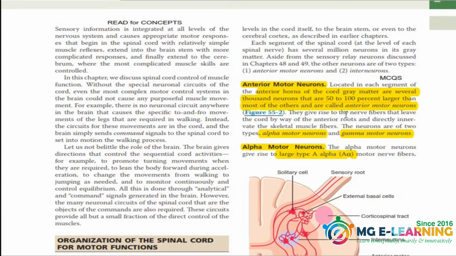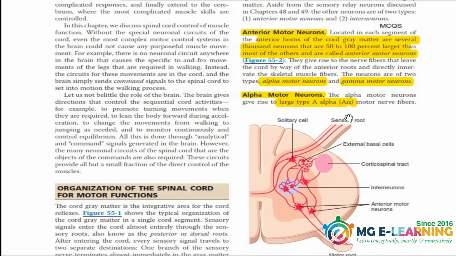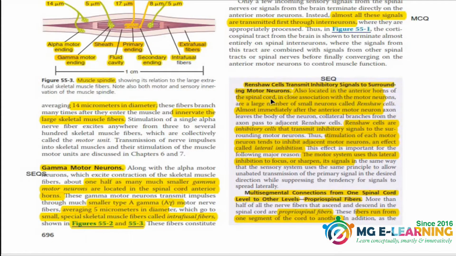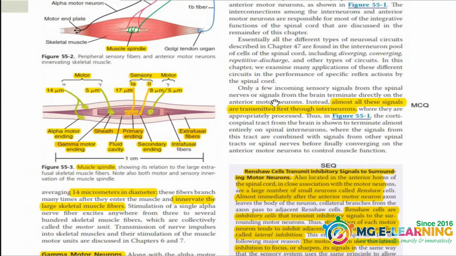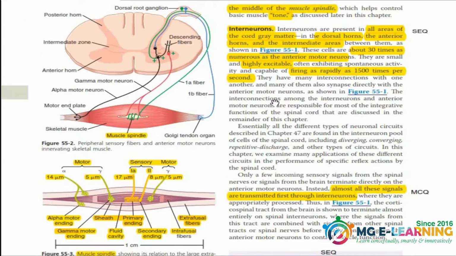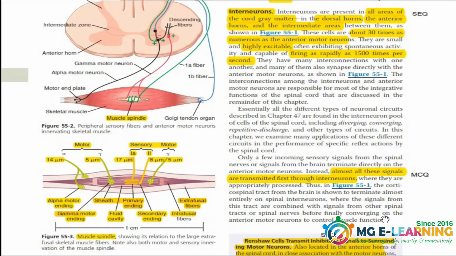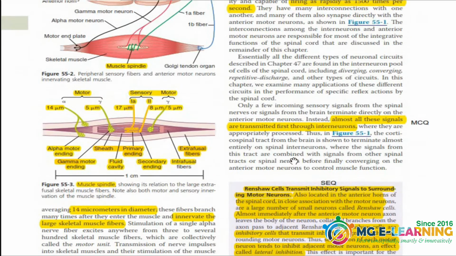The anterior motor neuron and alpha motor neuron, these points are important for your MCQs, and these diagrams are very important for your SCQ. Gamma motor neurons, interneurons and anterior motor neurons can be your individual SCQs. So you have to do all of this organization of spinal cord along with these diagrams, and important points are highlighted which can be your MCQs.